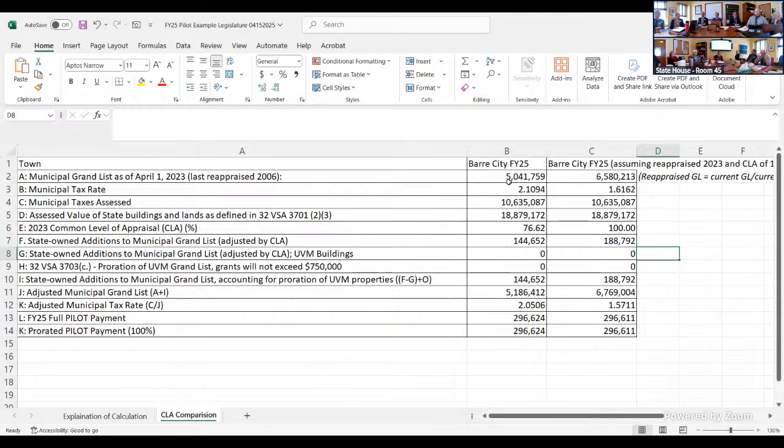Right, so the CLA was 76. It's 100. I think it's important to remember too, the number for the PILOT is not the same as an assessed value on which you're paying property taxes. It's meant to keep the municipality whole, but it's not meant to behave the same way as a regular assessed value. Okay, I got lost.